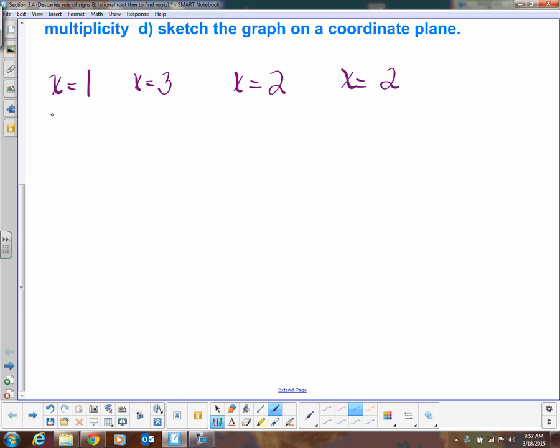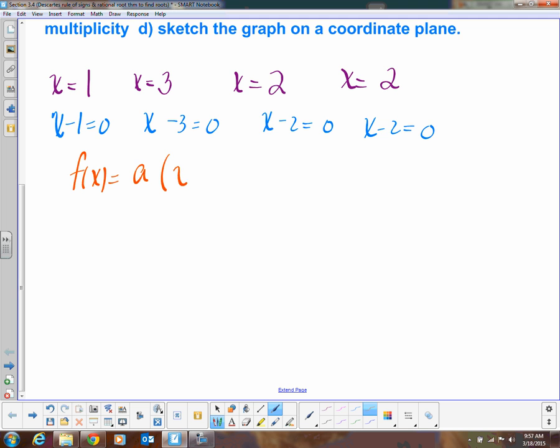What do we do? Subtract 1, and I get 0. What do I subtract here? Subtract 2, and I get 0. Subtract 2, and I get 0. So now the next stage of the game is we say f of x is equal to some unknown constant times x minus 1 times x minus 3 times x minus 2 times x minus 2.